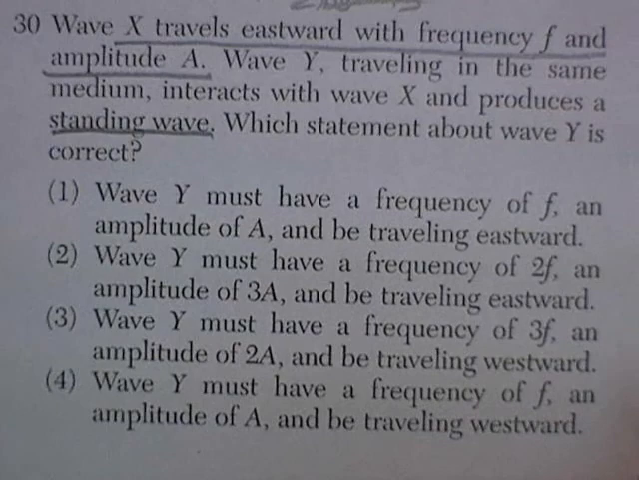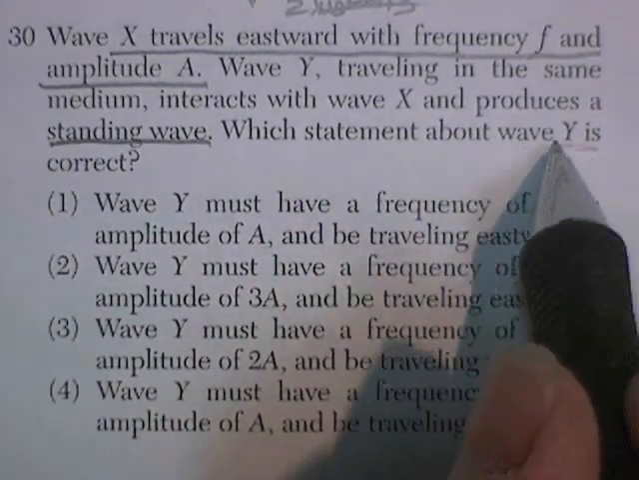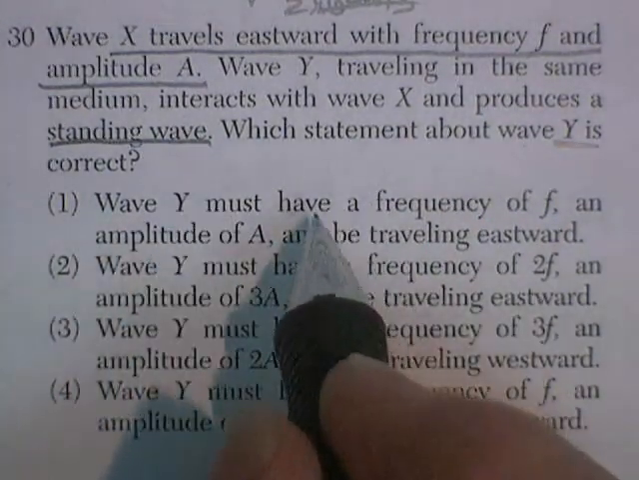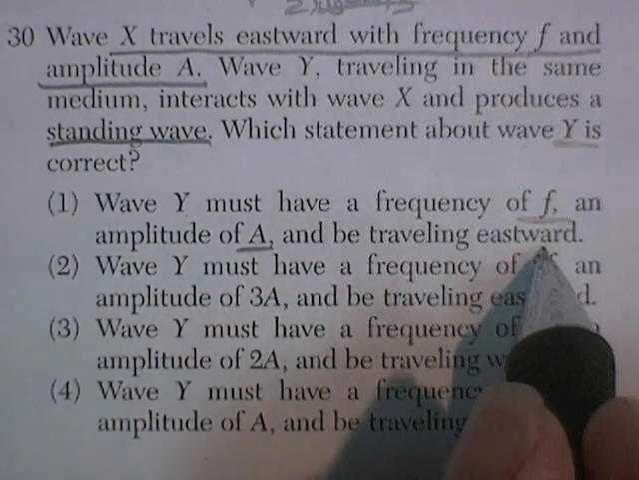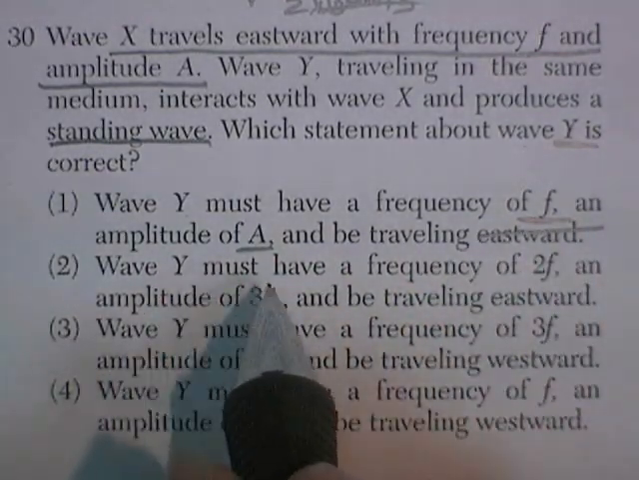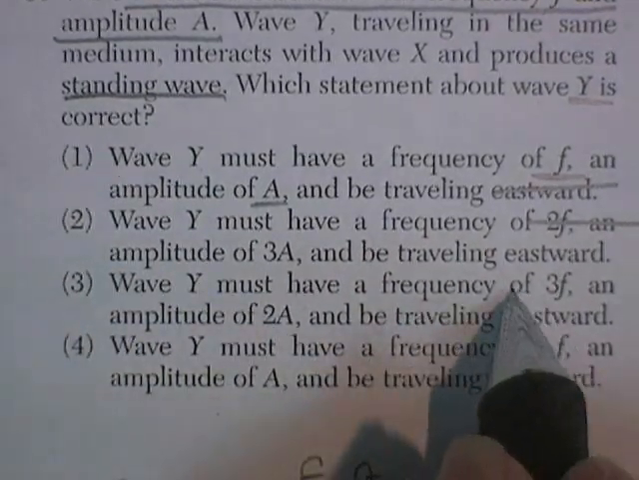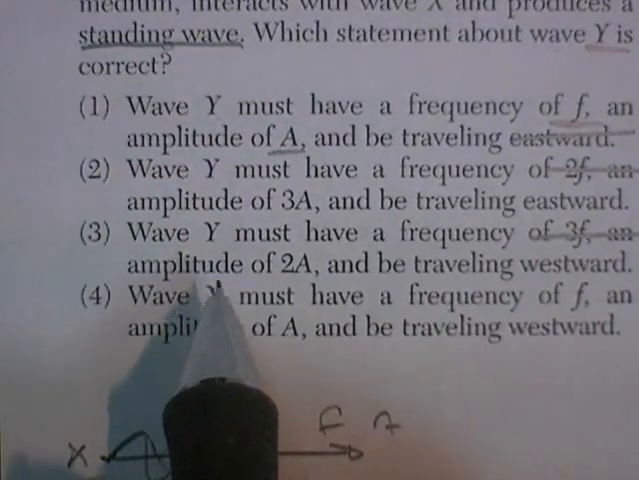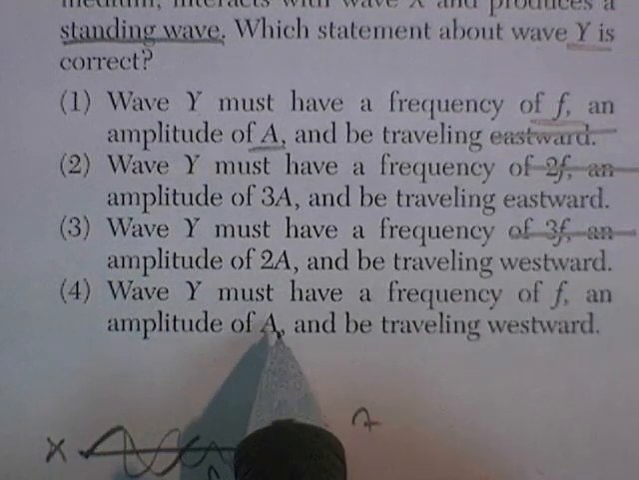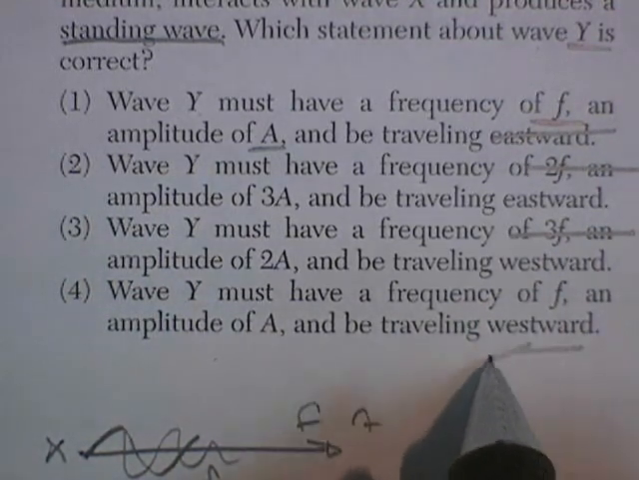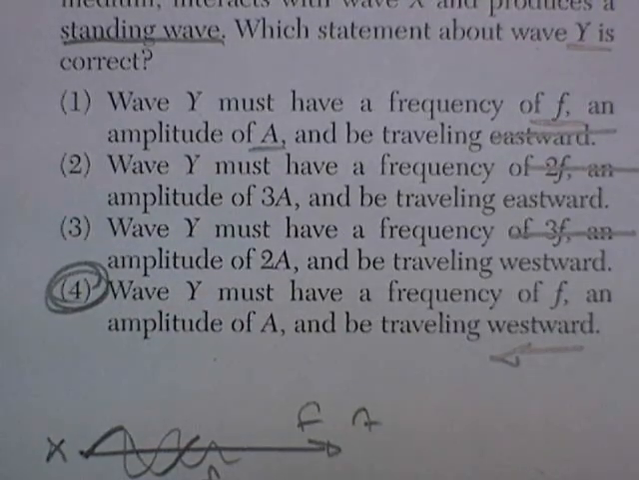So let's see if that's one of the choices they give us. Which statement about wave Y is true? Wave Y must have a frequency of F, yes, an amplitude of A, and be traveling eastward. Well, that's the same direction. That's not going to happen. Have a frequency of 2F. That's not true. Wave Y must have a frequency of 3F. That's not going to happen. I hope this last one is it. Wave Y must have a frequency of F, an amplitude of A, and be traveling westward, the opposite direction. There we go. It's always nice to know what answer you're looking for before you go look for it.